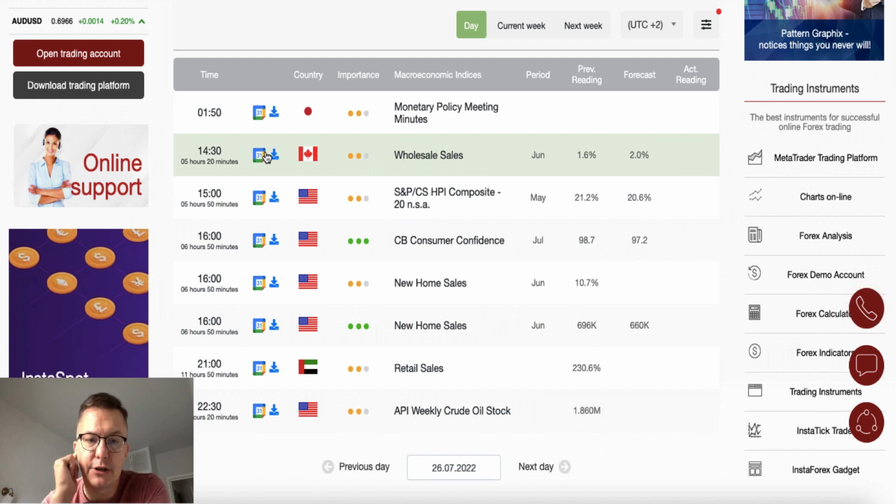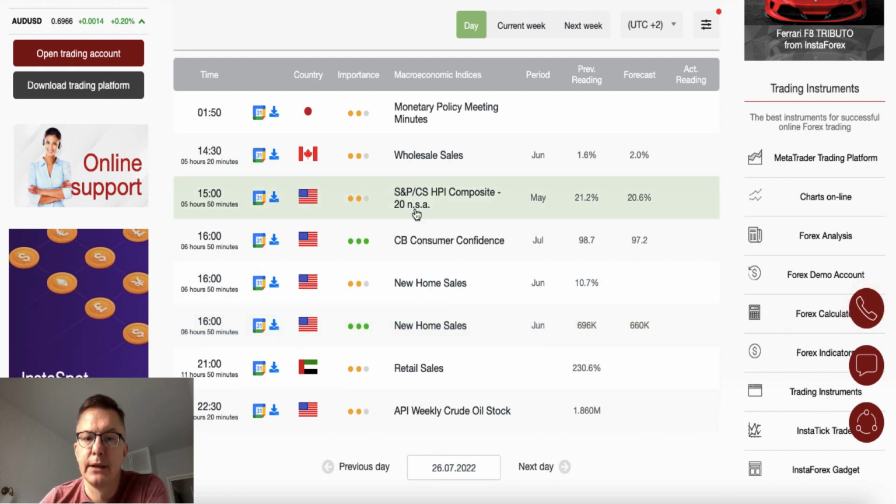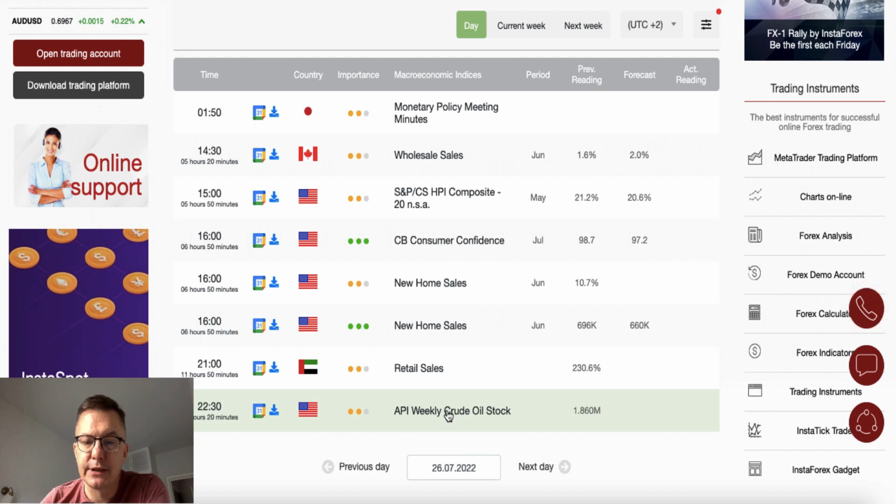During the London session, there isn't much going on. No important events are scheduled for release. However, during the New York session, we got wholesale sales from Canada scheduled for release at 2:30. We got the CB consumer confidence and new home sales scheduled for release at 4 p.m. This data are of course from the US. We got the S&P composite data as well, scheduled for release at 3 o'clock, and at the end of the day, we got the API weekly crude oil stock. This event is scheduled for release at 10:30 in the evening.